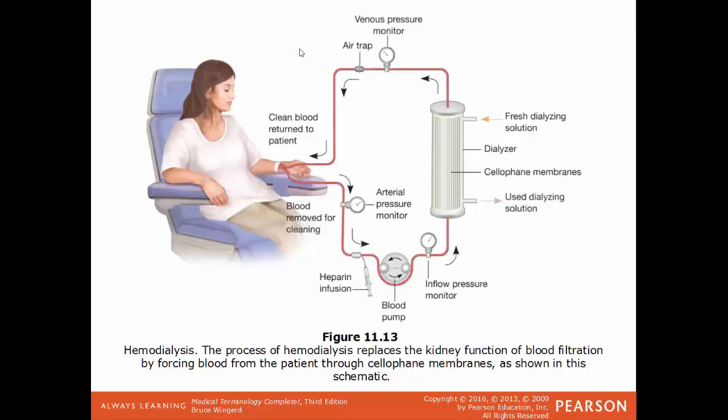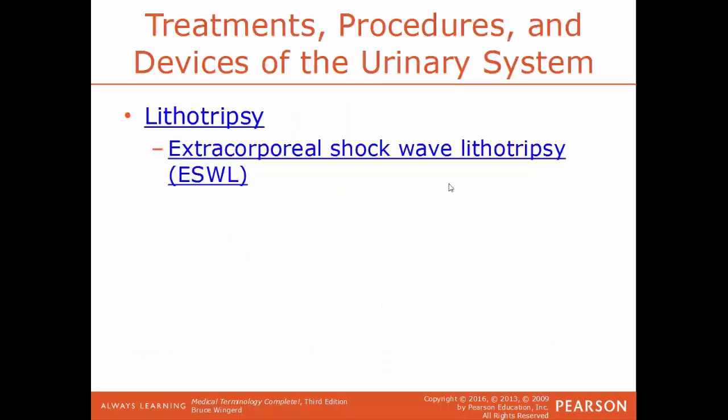This is how that would look. Example of hemodialysis. So the patient's blood is taken out, put through filters, here, and then put back into the body. And any toxins, any waste products are removed before the blood is put back in the patient. Lithotripsy is a process that's used to crush and destroy stones, such as kidney stones. That was a very common example.